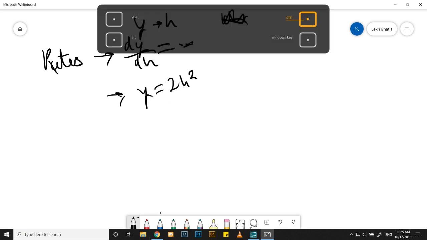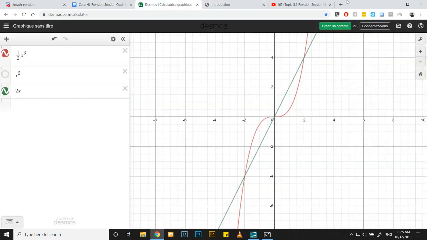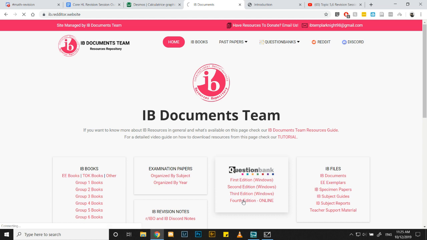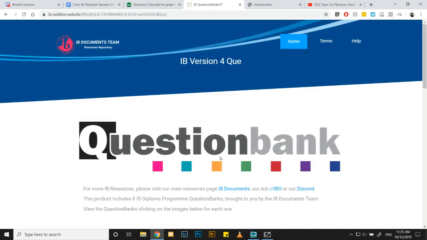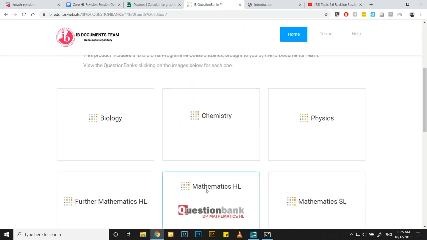I think the best way for you to understand how related rates works is if you look at a problem. So I'm going to find a problem right now for related rates.